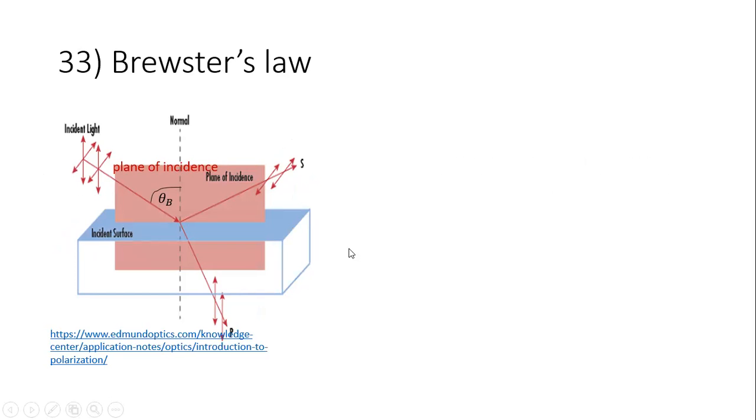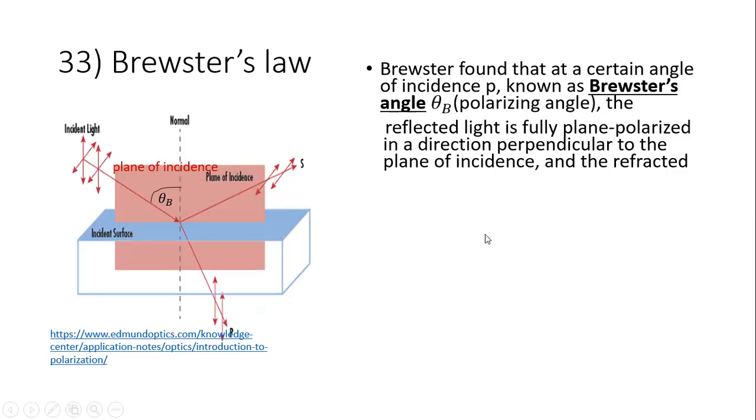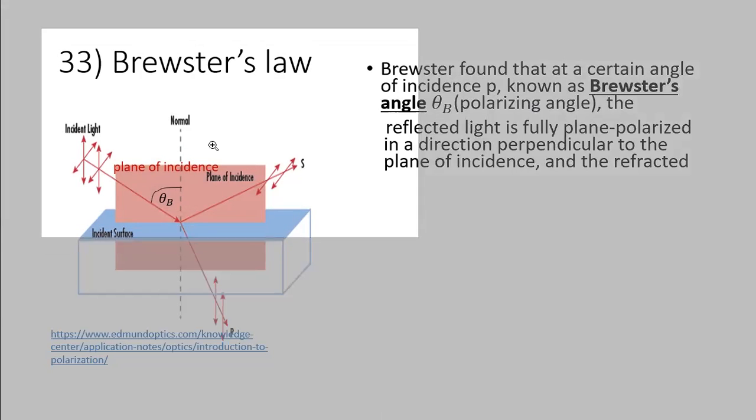Okay. Brewster's law. Brewster found that at a certain angle of incidence, called Brewster's angle, right? In your syllabus, instead of calling it p, we call it theta B. Same thing, p and theta B are the same thing. Or we call it the polarizing angle. The reflected ray is fully plane polarized in the direction perpendicular to the plane of incidence.